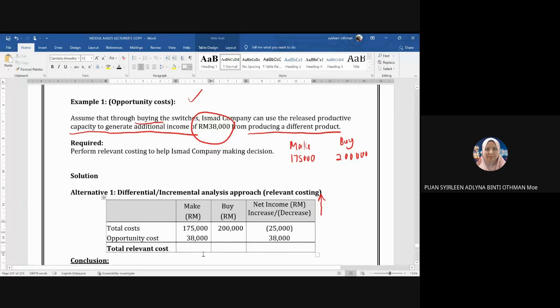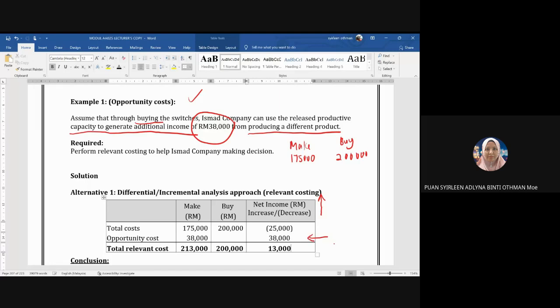So kalau you tengok dekat sini, okay, kalau saya make, total cost saya ialah 213,000. Tapi kalau saya buy, cost dia ialah 200,000 saja. So, saya dapat income sebanyak 13,000. So, ini situasi dia berubah sebab ada pertambahan maklumat di sini.